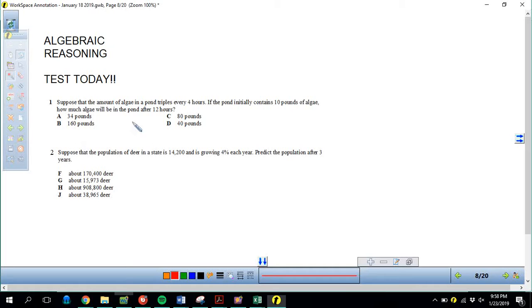So let's go over these, and you'll have the class period to work on the test. There are some short answer questions. Do not leave those blank because they're still being graded.